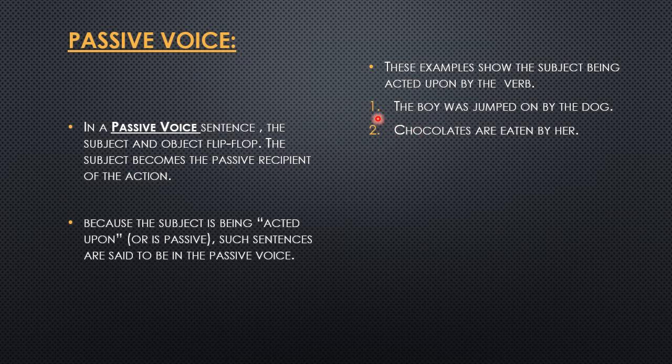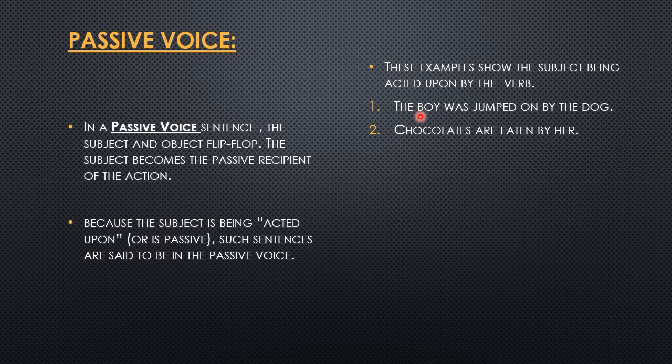I had changed the voice of those sentences, so it will be easy for you to understand it well. The sentence was, the dog jumped onto the boy. So here is its passive voice: the boy was jumped on by the dog. So you can see the subject takes the place of the object and the object takes the place of the subject. So it is a flip flop.